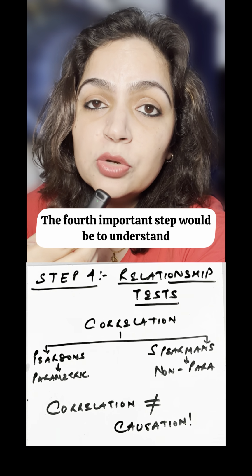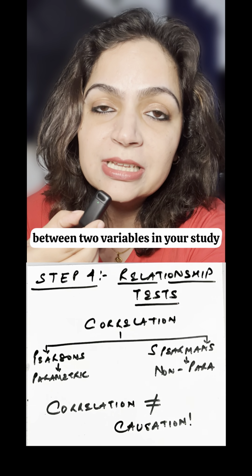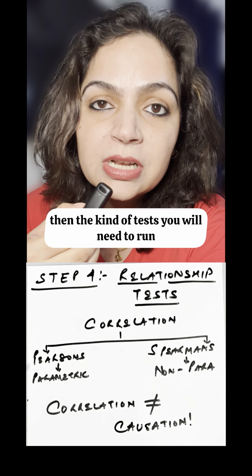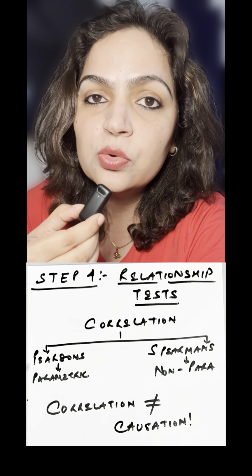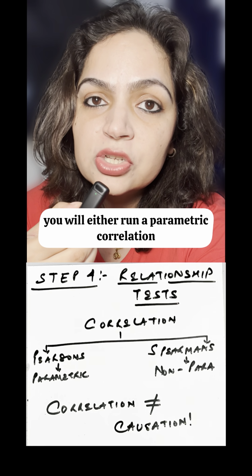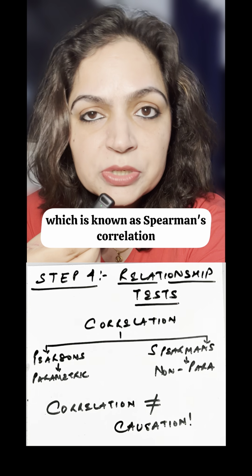Fourth important step would be to understand if you're assessing any kind of a relationship between two variables in your study, then the kind of tests you will need to run are called correlation. Again, depending on the kind of data that you have at hand, you will either run a parametric correlation, which is known as Pearson's correlation, or a non-parametric correlation, which is known as Spearman's correlation.